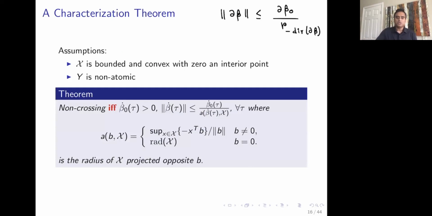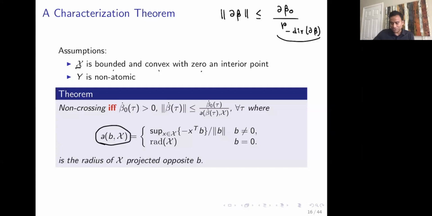Right. So now what we have is a characterization theorem, which says that any stack of hyperplanes over a domain X that is bounded and convex and has 0 as an interior point can be represented in this way. So it is a necessary and sufficient condition for a stack of hyperplanes over such a space to be correctly ordered in tau if and only if this happens, exactly what I wrote there. Here is a more fancy way of writing that same thing: the radius opposite to the direction of the slope. Okay, so that's a characterization theorem.